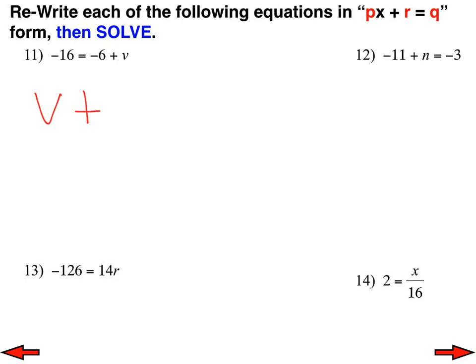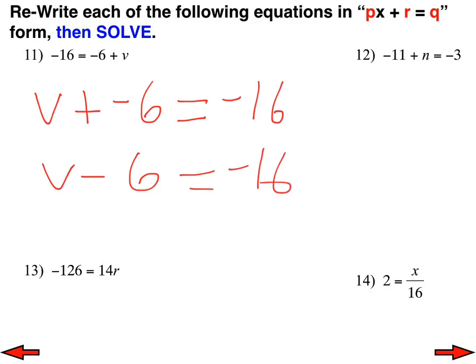So let me ask you this. How did you know the V was positive? Because there's a positive sign, there's an addition sign in front of it. How did you know that 6 was negative? Because it has a negative sign in front of it. Is there a different way of writing this other than V plus negative 6 equals negative 16? V minus 6? There you go. Either one. These are equivalent forms. Either one of these would be fine. Okay, everybody quickly do 12 through 14.